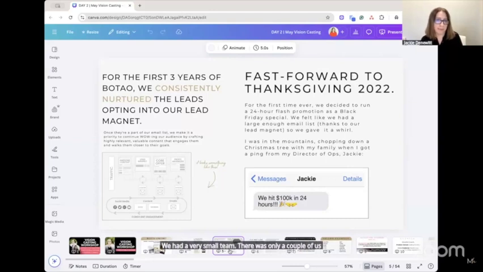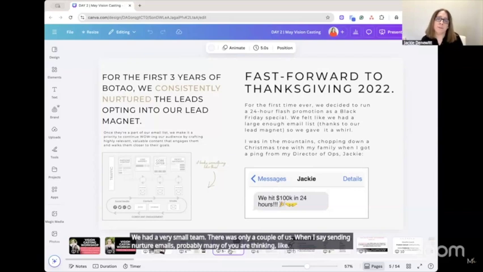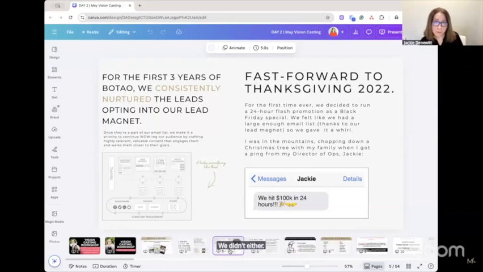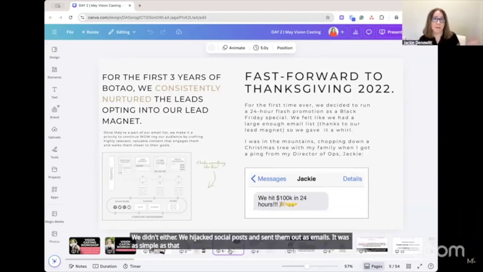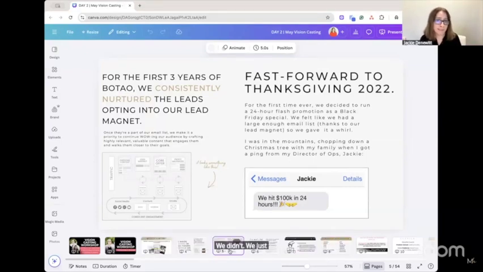When I say sending nurture emails, probably many of you are thinking like, oh gosh, well, I don't have time to do that. We didn't either. We hijacked social posts and sent them out as emails. It was as simple as that. So if you're thinking like we did this big intricate nurture thing, we didn't. We just stayed in touch with our audience, right?